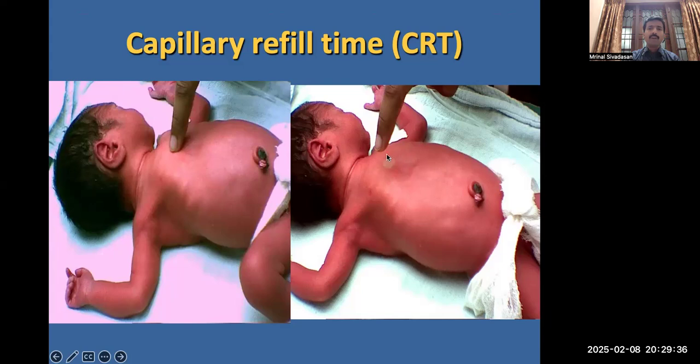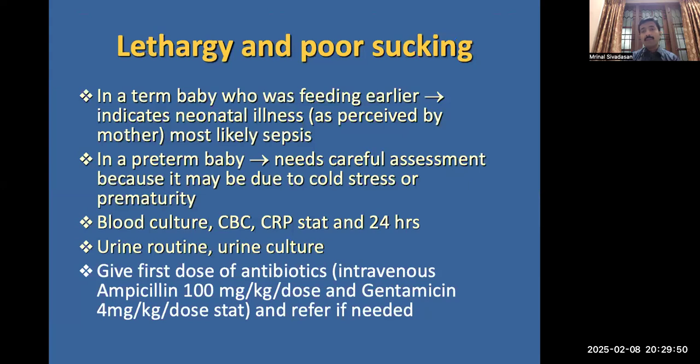If the capillary refill time is more than 2 seconds, that is when you count by 1003 or beyond before the capillary gets refilled, it is a prolonged capillary refill time, suggestive of circulatory instability or hypotension. The baby may require a normal saline bolus and intensive care.